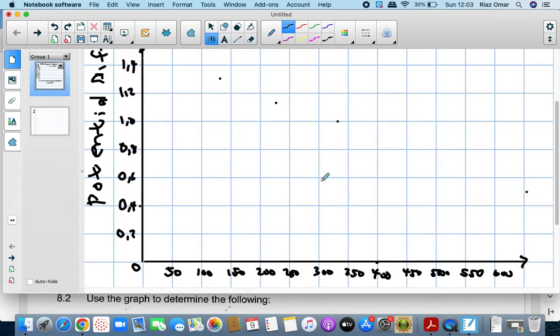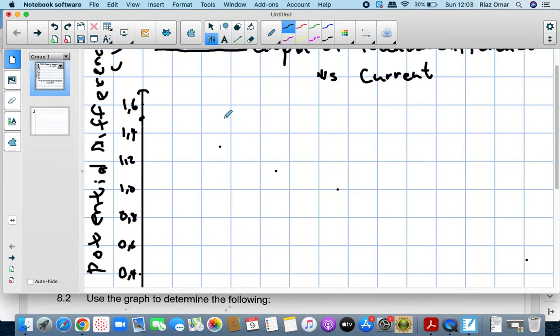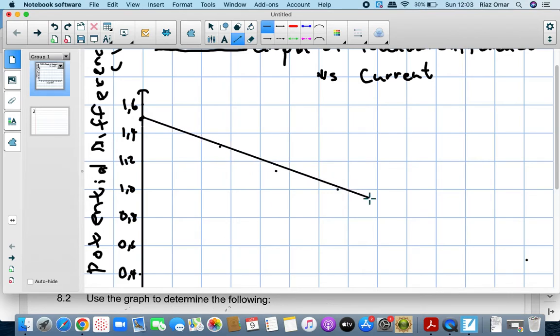Okay, so if you just minimize this a little bit, if you look there, we see that we can draw a graph. Let's just put in a graph here, starting at 0.5, and then we're going down, and we see more or less it fits into a graph.